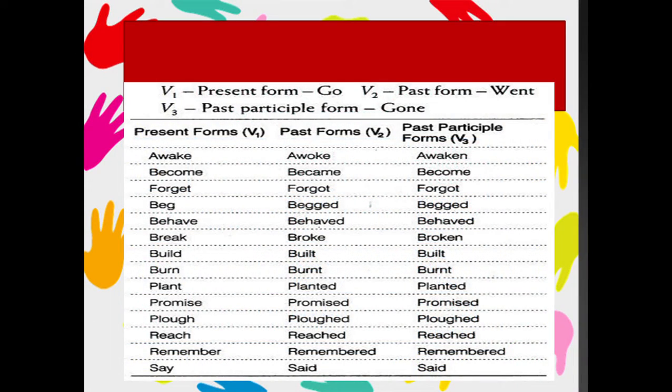These are some of the examples of the first form, the second form, and the third form of the verbs. The first form is also called V1, the second form is called V2, and the third form is called V3. They are indeed the present form, the past form, and the past participle forms of the verb.